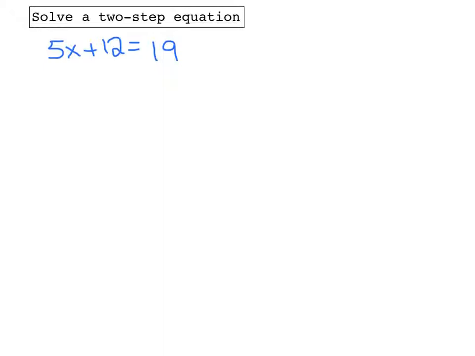Here we have a basic two-step equation. We're given 5x plus 12 equals 19, and again when they say solve, that means we're trying to find the variable. When we're trying to solve equations, we want to do the opposite of the order of operations. So in the order of operations, we would do grouping symbols first, and then powers, and then multiplication and division, and then addition and subtraction. So when we're solving, we're going the opposite direction.